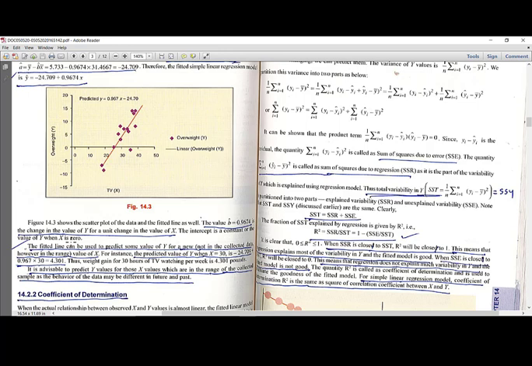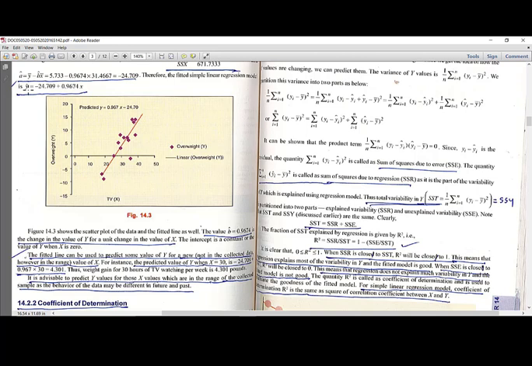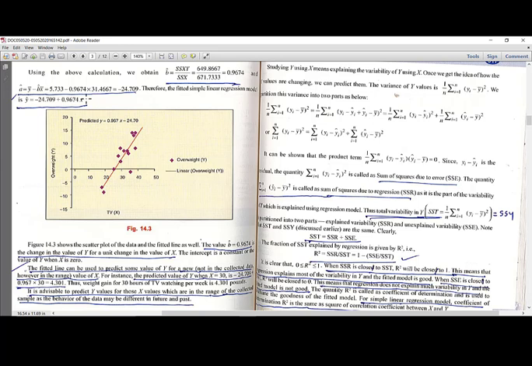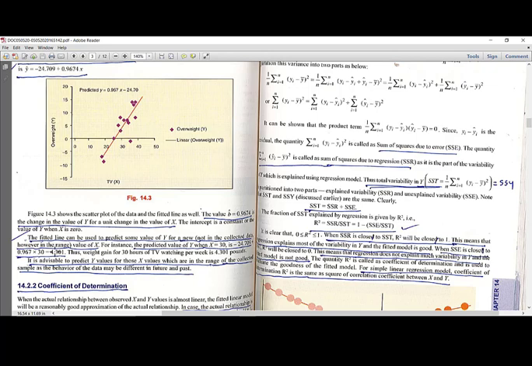The fitted line can be used to predict some value of y for a new value of x, but that new value of x should be within the range. For example, the predicted value of y when x equals 30: we will substitute the value of x as 30 in this equation. Then the predicted value of y will be minus 24.709 plus 0.9674 multiplied by 30. So that is coming as 4.301. That means weight gain for 30 hours of TV watching per week is 4.301 pounds. This is the estimated value of the weight gain.